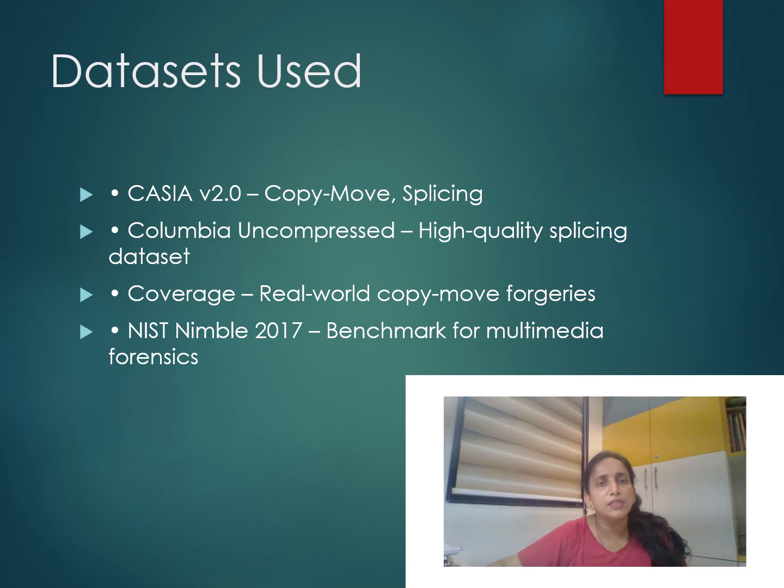So there are datasets used for deep learning. To train these deep learning models, we need large datasets of real and forged images. Some of the popular ones used are the CASIA datasets, which contain various spliced and copy-move forgeries. The Columbia dataset has high-quality splicing images. The COVERAGE dataset focuses on copy-move manipulations. NIST Nimble 2017 is a standard forensic dataset used in evaluation. These datasets help the model learn different types of manipulation patterns from diverse examples.